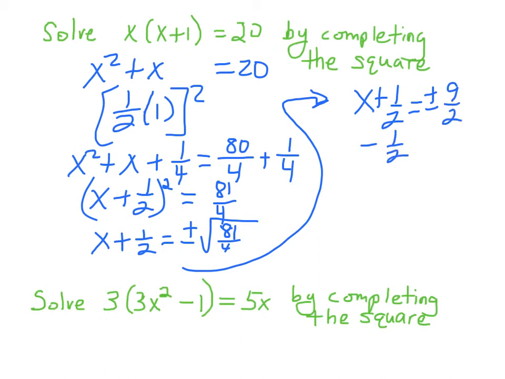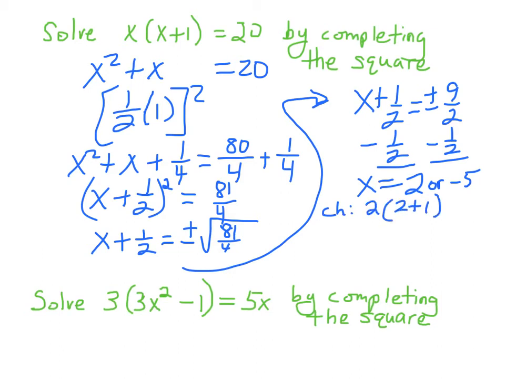Subtract 1/2 from both sides. And I get x equals 9/2 minus 1/2, which is 8/2 or 2. And the other one I get is negative 9/2 minus 1/2, so that's negative 10/2 or negative 5. Let's check that real quick. Check those. 2 times 2 plus 1.